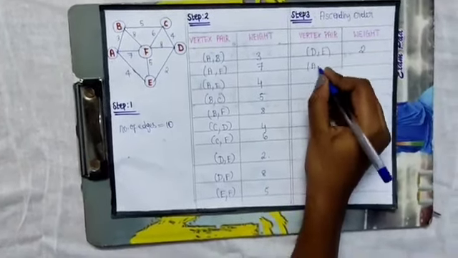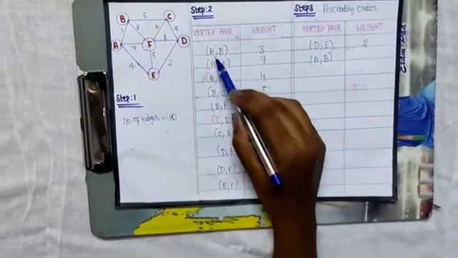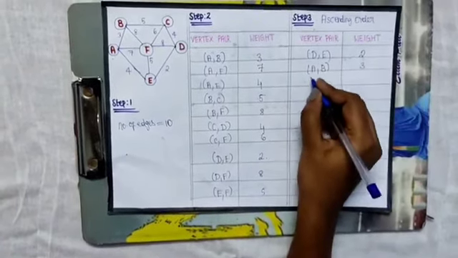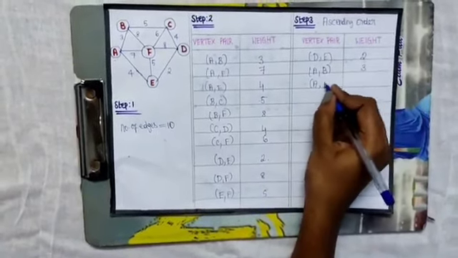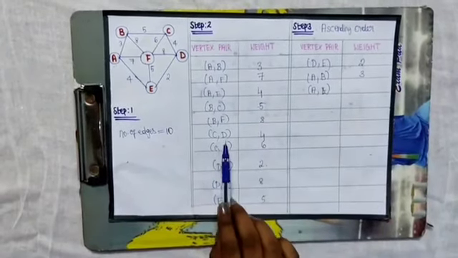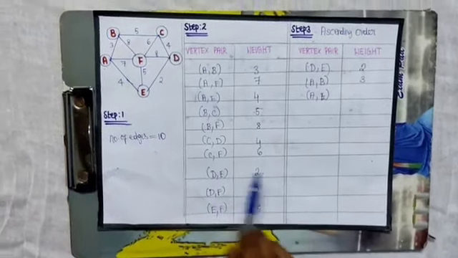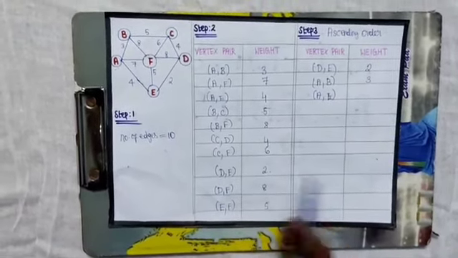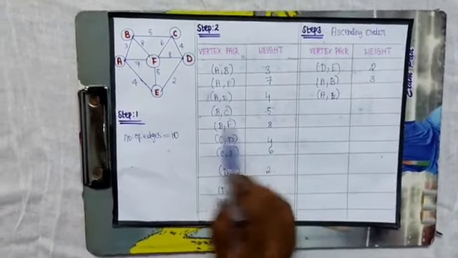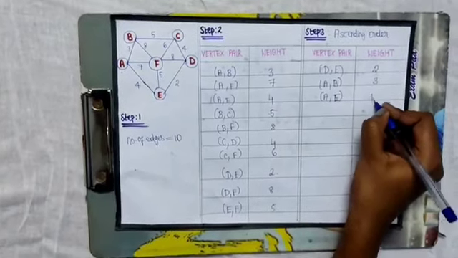Then after the 2, the smallest value is 3, and the vertex pair is A, B. So, I am writing here A, B, the weight is 3. Then A, E has a weight of 4. Meanwhile, C, D also has the value 4. In this case we have similar weights, so we can give first preference to A, E. It doesn't matter if you give C, D first, but you can give first preference to A, E. So A, E as 4.